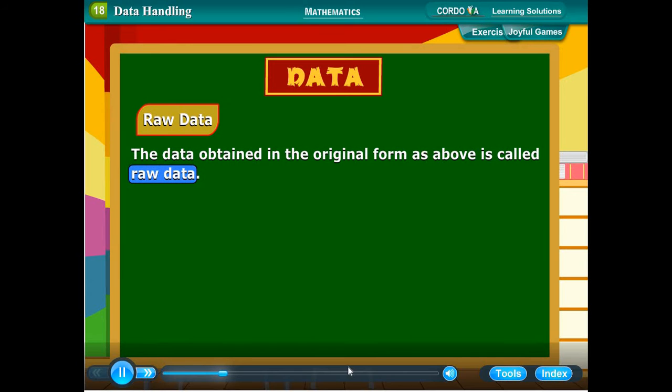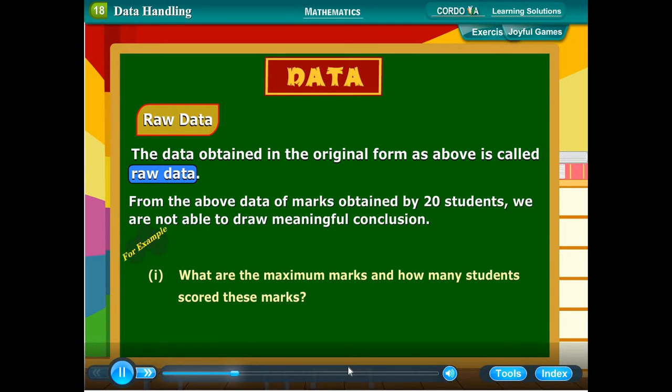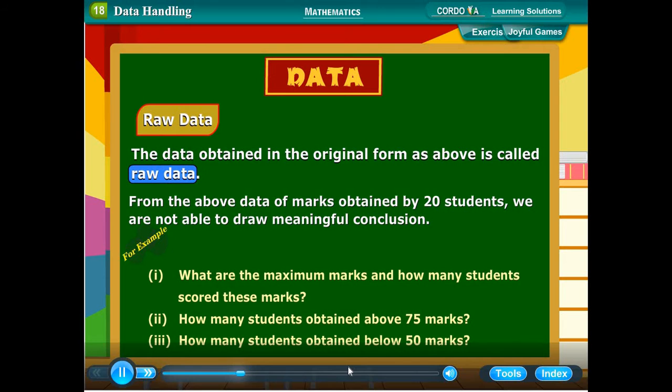Raw data. The data obtained in the original form as above is called raw data. From the above data of marks obtained by 20 students, we are not able to draw meaningful conclusion. For example, what are the maximum marks and how many students scored these marks? How many students obtained above 75 marks? How many students obtained below 50 marks?